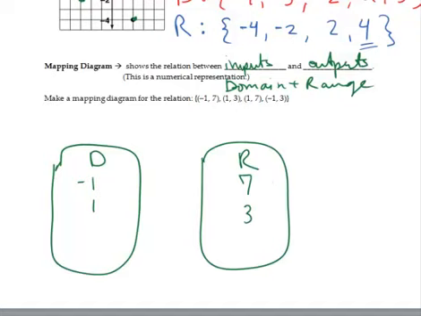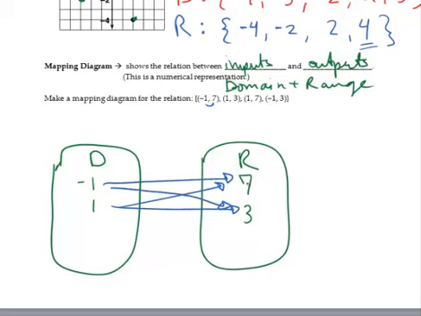Now, to make the mapping diagram complete, we have to show how you get from one to the other. So -1 is connected to 7. So we're going to draw a line like this. 1 is connected to 3, so we draw a line here. 1 is also connected to 7, so this one gets a second line going up. And -1 is also connected to 3, so this one comes down. That's a mapping diagram. It shows the numbers, and it shows who's connected to who.